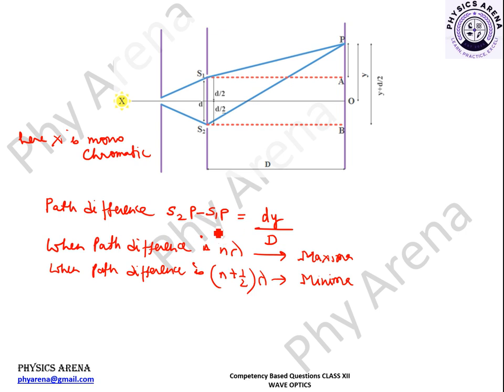So this is the condition for maxima and minima. Now I can rearrange it and I can write y is equal to capital D times the path difference divided by small d. So the distance of the point P from the central maxima can be written in terms of path difference, and for minima I can put this path difference as n plus half lambda, and for maxima I can replace this path difference as n lambda. Now we can solve the question.